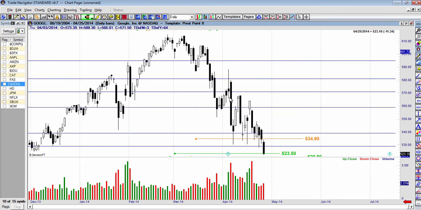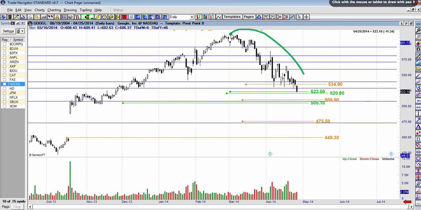Google, again, on the precipice of breaking down, very similar to the NASDAQ as an overall market. So you can see we have two entries, one at 523.50, which you would have been triggered into on Friday for those students who are in this class and are just watching this market update. We have a second here at 520.80. Targets 509, 575, and 449.30.